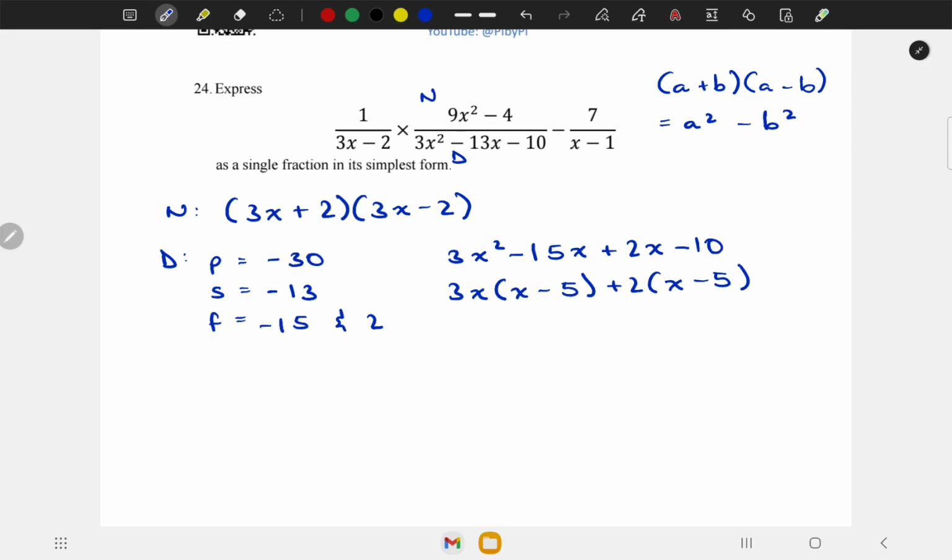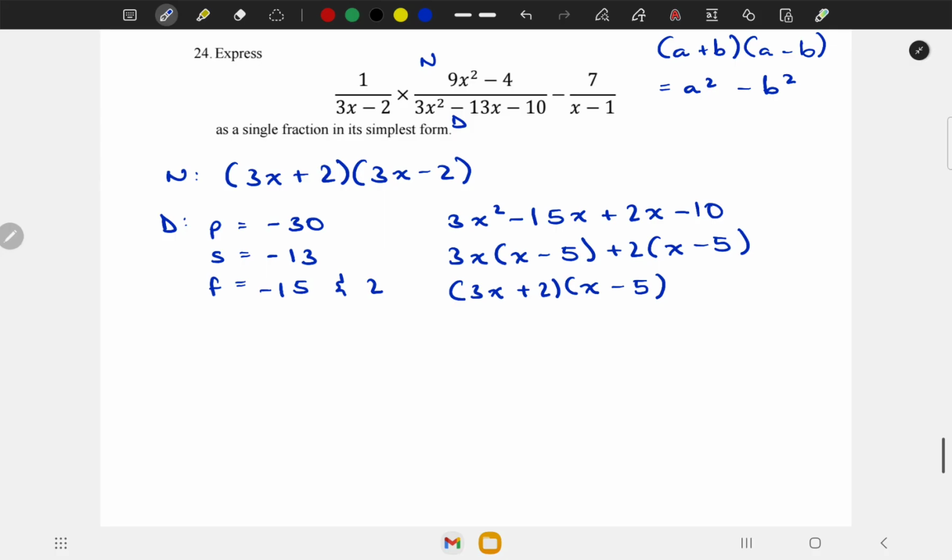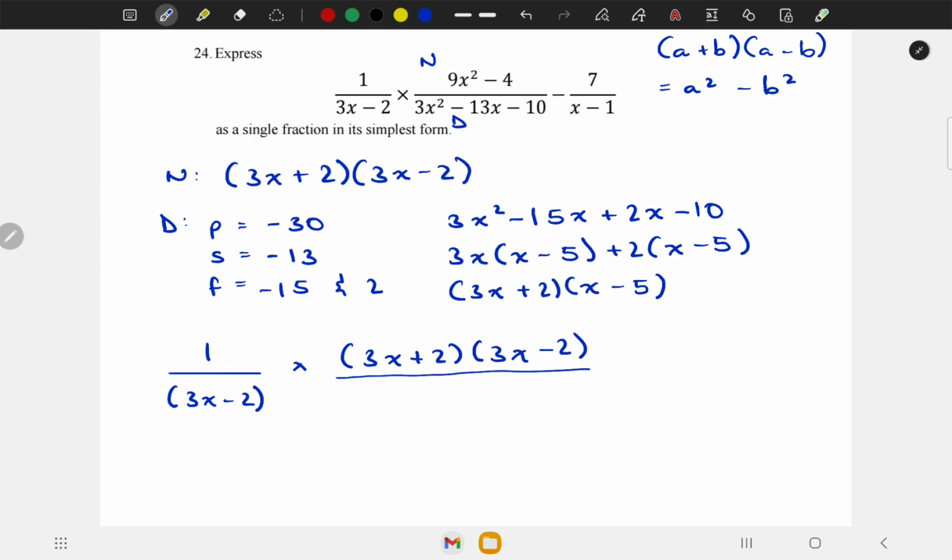Remember, what's in the brackets must be the same. If they're not the same, then we may have made a mistake with our factors. Now that it's the same, I know this is going to become (3x plus 2)(x minus 5). There's nothing else I can factorize, so I'm just going to bring back my question over here. I have 1 over 3x minus 2 multiplied by, my first numerator was 3x plus 2, 3x minus 2, and my denominator, we just found it to be 3x plus 2 and x minus 5.